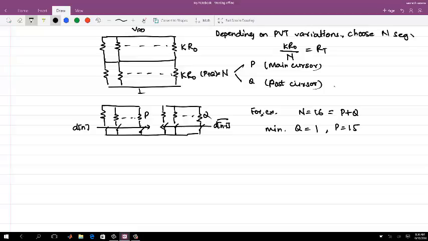So if, because of process variation, n changes to, let's say, 14, then the minimum Q I can choose is 1 again. In this case, P is equal to 13. Though the resistance values have changed proportionally, now P plus Q is equal to 14 cells equals RT. Earlier 16 was equal to RT, but it will not maintain the same resolution which you were looking at before. Agree?